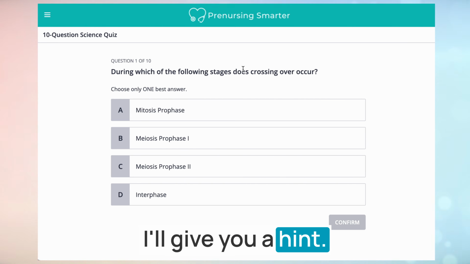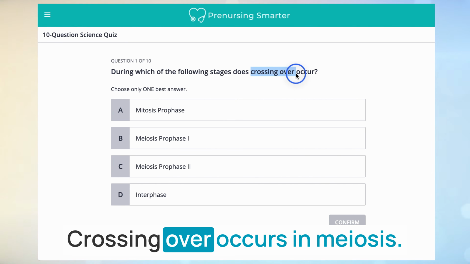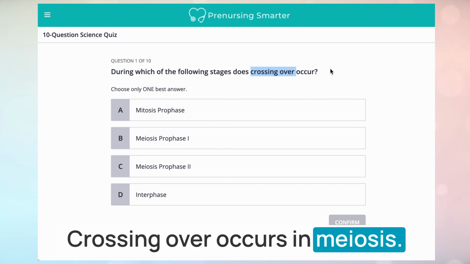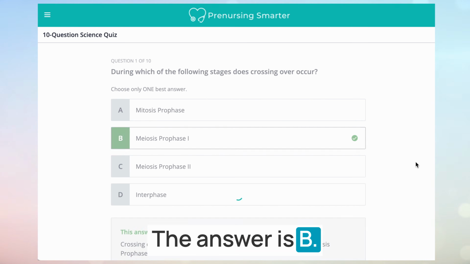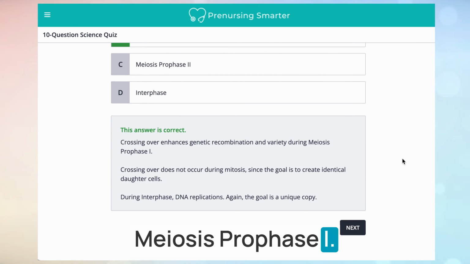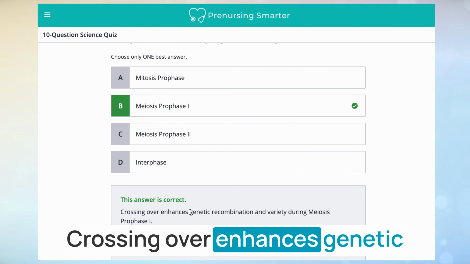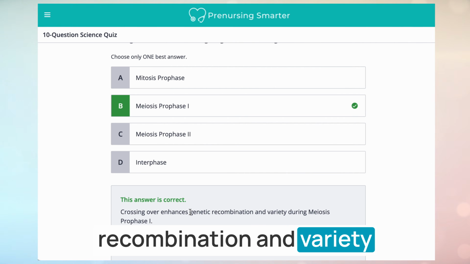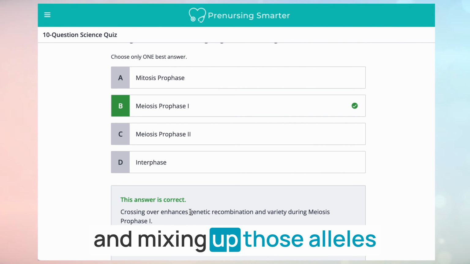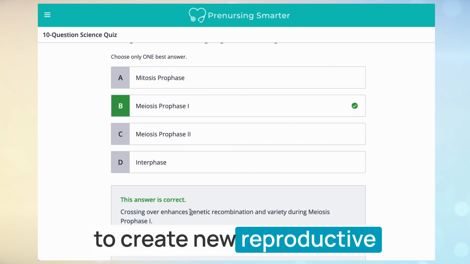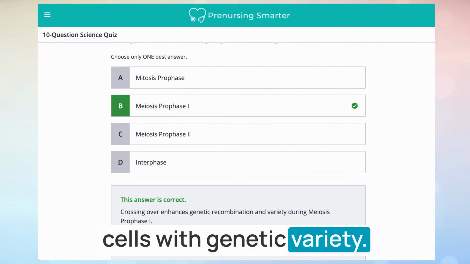I'll give you a hint. Crossing over occurs in meiosis. The answer is B, meiosis prophase 1. Crossing over enhances genetic recombination and variety during meiosis prophase 1. So this is all about independent assortment and mixing up those alleles to create new reproductive cells with genetic variety.